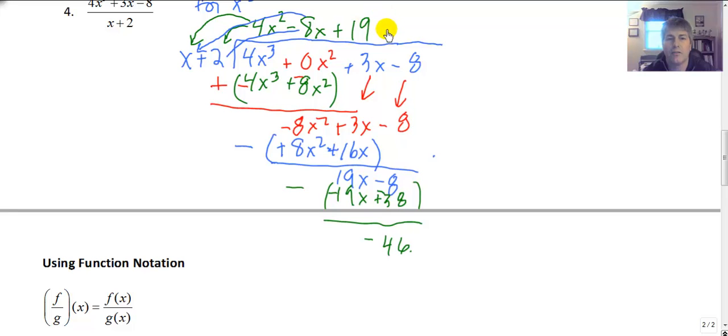So my final answer then becomes 4x squared minus 8x plus 19, my quotient, and then minus 46 all over x plus 2. That is my remainder. So got to remember that remainder. It didn't end up to be 0 here at the end. So we get 4x squared minus 8x plus 19 minus 46 over x plus 2.